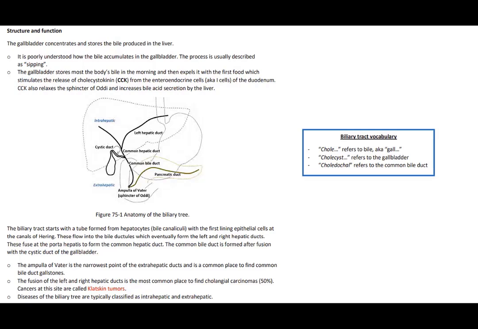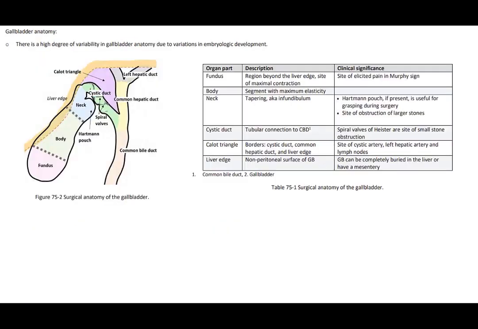The ampulla of Vater is the narrowest point of the extrahepatic ducts and is a common place to find bile duct gallstones. The fusion of the left and right hepatic ducts is the most common place to find cholangiocarcinomas, about half the time, and cancers at the site are often called Klatskin's tumors. Diseases of the biliary tree are typically classified as either intrahepatic or extrahepatic. Now, there's a high degree of variability in the gallbladder anatomy due to variations in embryologic development.